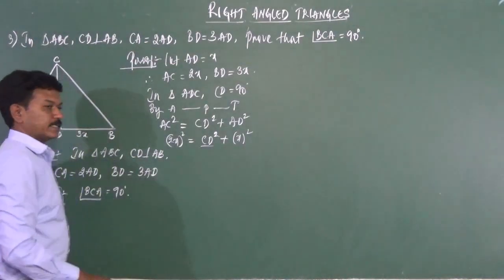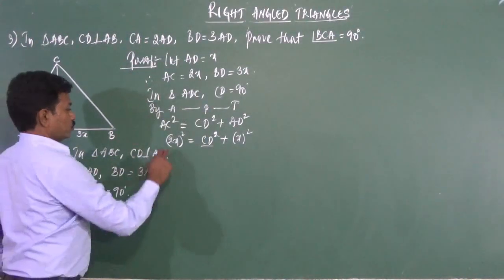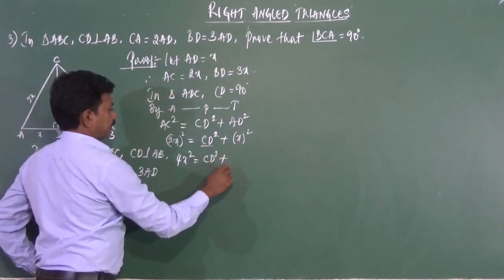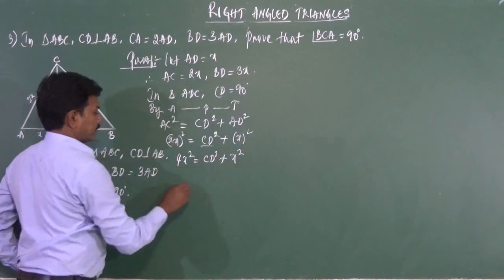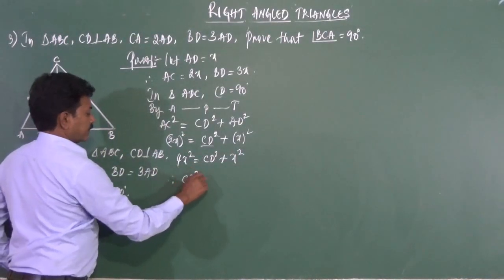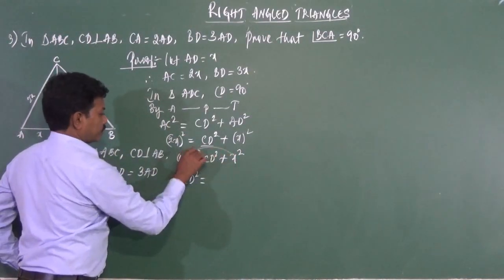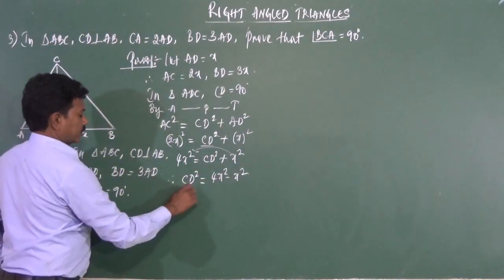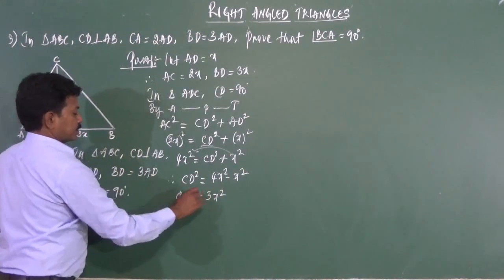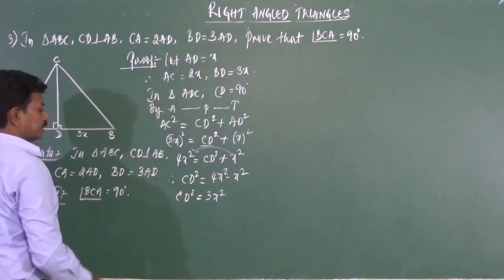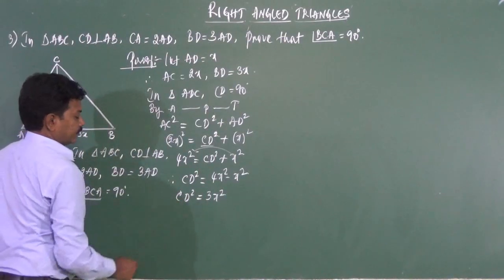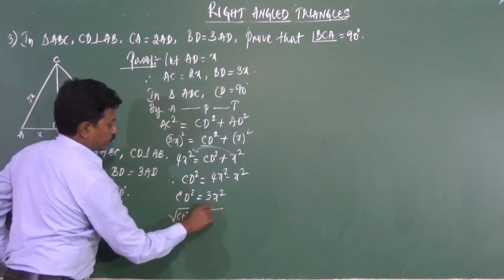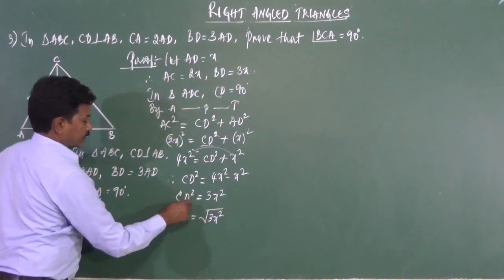So make CD square the subject. 2x whole square is 4x square, equal to CD square plus x square. Therefore CD square is equal to, transposing x square to LHS, 4x square minus x square. So CD square is equal to 3x square. Let us take square root on both sides to find CD. So square root of CD square is equal to square root of 3x square. Square and root cancel.